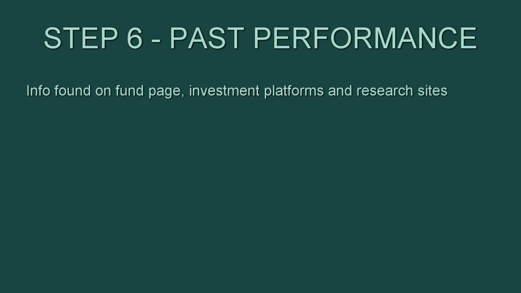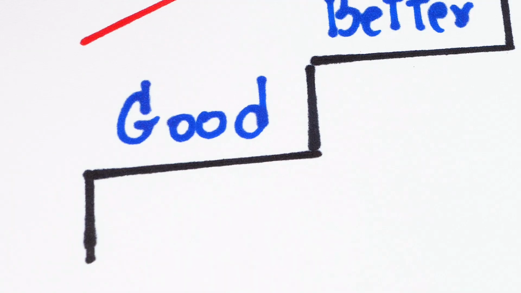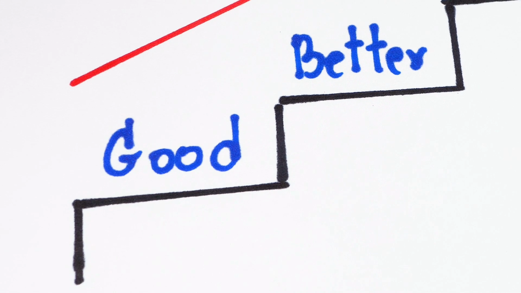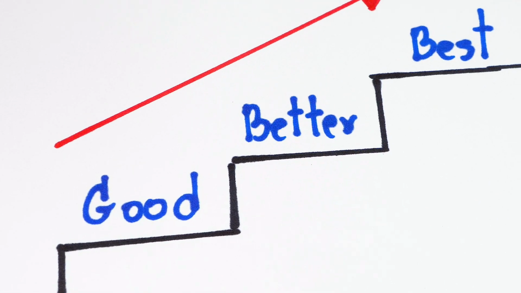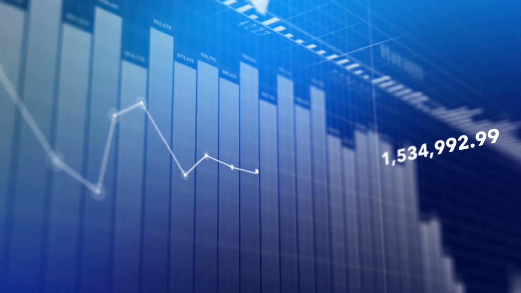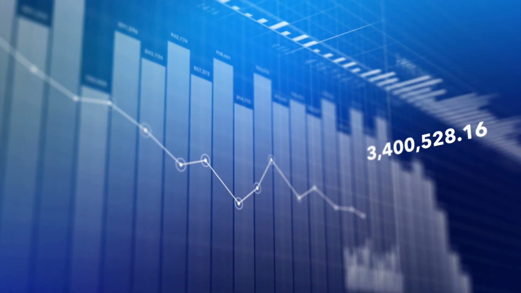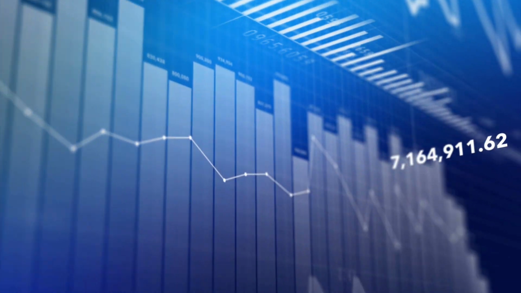So moving on from your choice of distribution and accumulation, we now need to look at the past performance of the fund. This information should be available when you click on the fund's page or on the investment platform where the fund is held. Check back 5 years as a minimum and for consistency, and then compare this performance with the other funds that you've shortlisted over the same period. And remember that past performance is no guarantee that the fund will perform in the same way in the future. But at least it gives you a guide as to how the fund has performed previously and recently.